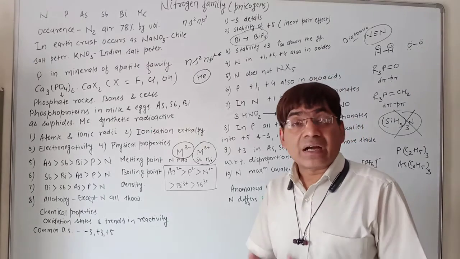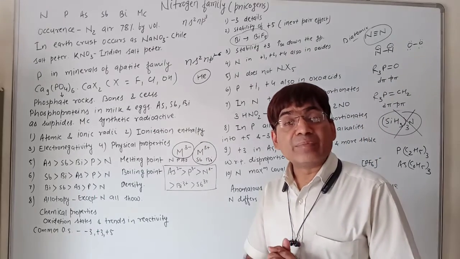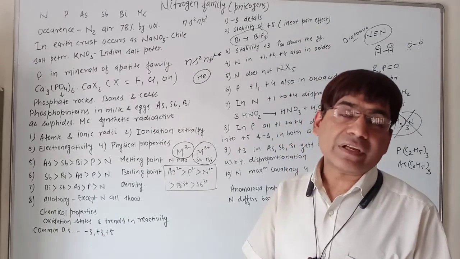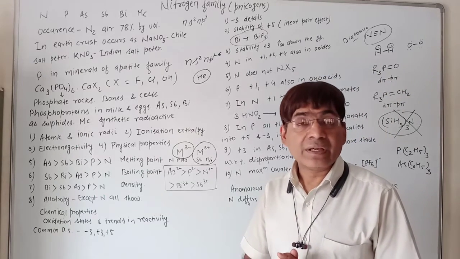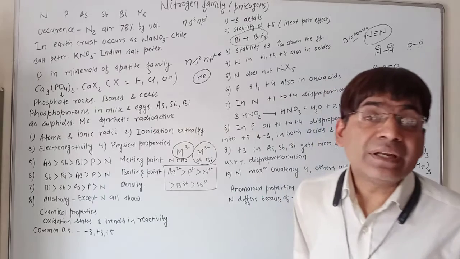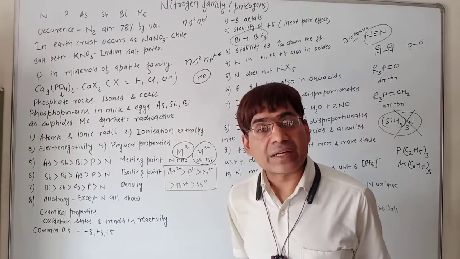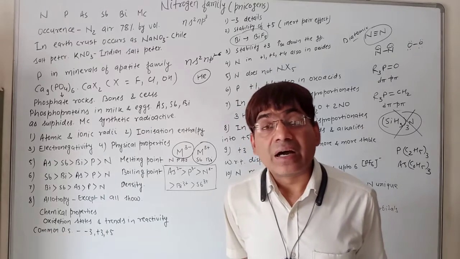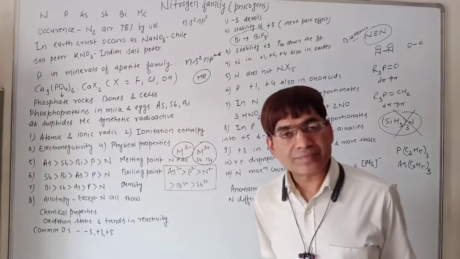Now, next: nitrogen and phosphorus are non-metals. Arsenic and antimony are metalloids, while bismuth is metallic in nature. What we are saying is that nitrogen and phosphorus are non-metallic, arsenic and antimony are metalloids, while bismuth is metallic in nature.